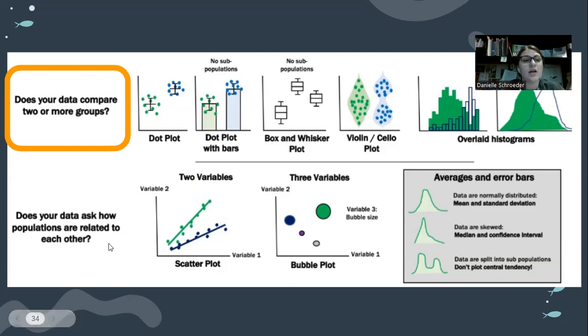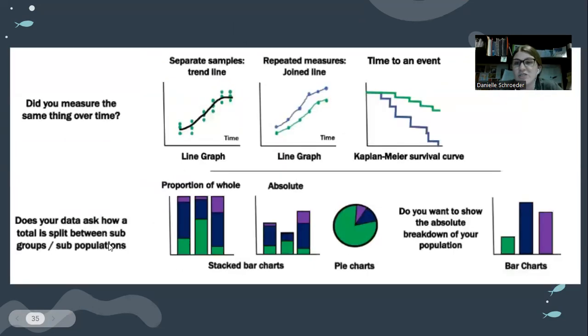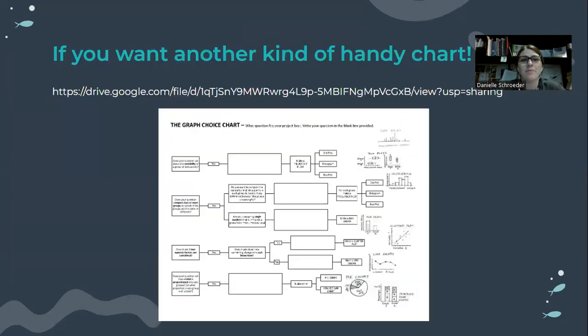You may also consider, does your data ask how populations are related to each other? Did you measure something over time? We didn't, but you may have. Does your data ask how a total is split between subgroups or subpopulations? That one doesn't apply to us, but it might apply to you, okay?